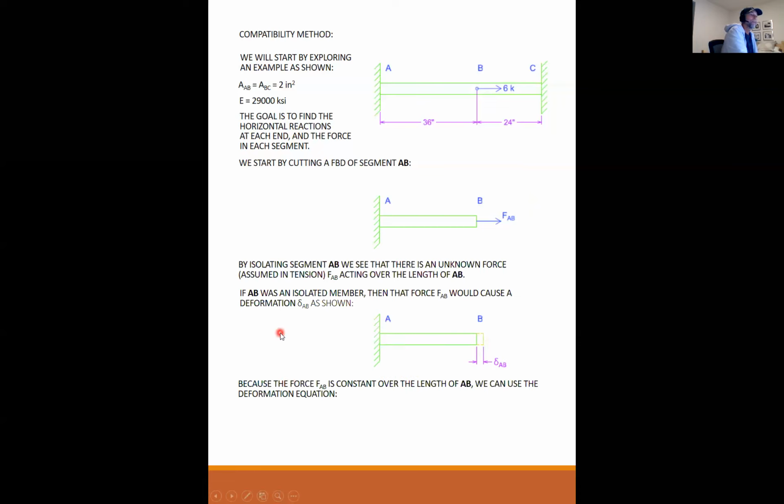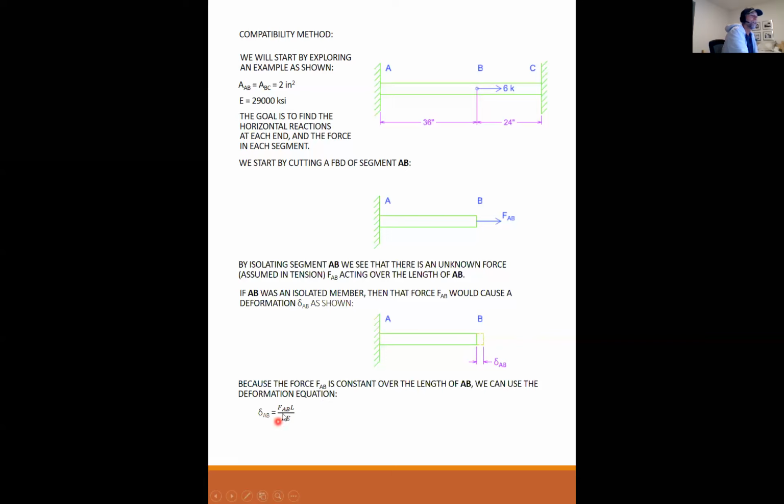Because the force FAB is constant over the length of AB, we can use the deformation equation. And how do I know that FAB is constant over this length? I know it's constant because my load is applied here, and my only other effect on this is my reaction at A. There's nothing else between A and B that would change the force, so the force has to be constant between A and B.